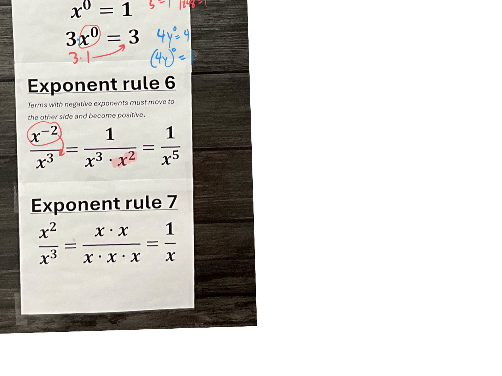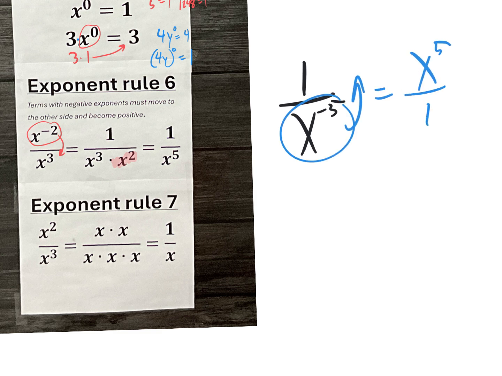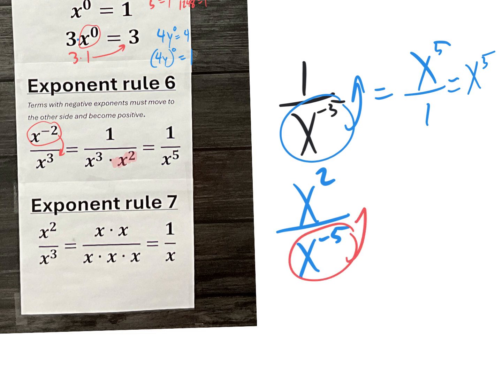Let's do some more. What if I said, what is 1 over x to the negative 5? What's my answer going to be? X to the 5th power over 1, which is just x to the 5th. Pretty easy, right? What if I had x to the 2nd over x to the negative 5? That goes up. It becomes x to the positive 5. It's no longer negative 5 on the bottom. And on top, x to the 2nd times x to the 5th is x to the 7th. Cool?